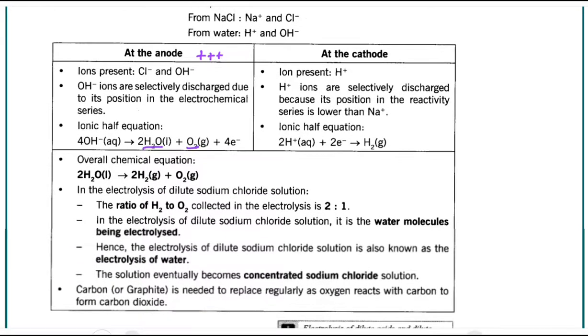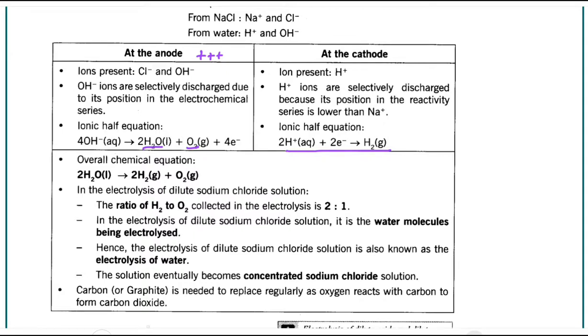Then after that, at the cathode we also have sodium and hydrogen, and hydrogen is lower in the reactivity series, so it will be the one that is selected. And then after it becomes selected, we have our half equation like this, and then you have to combine the two equations as I had told you in the previous video that I did. After combining the two, the key essential thing in combining these two is looking at the number of electrons that are there, right?